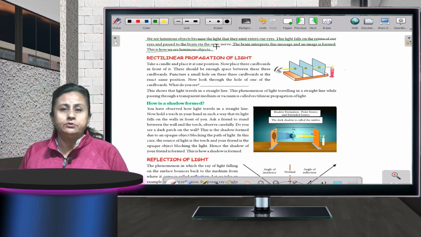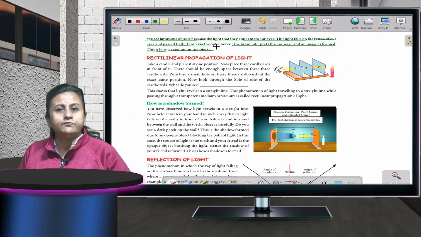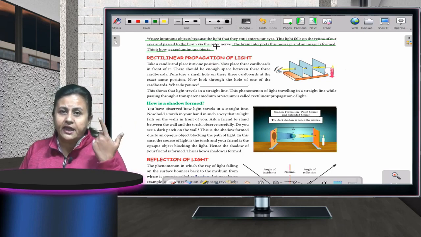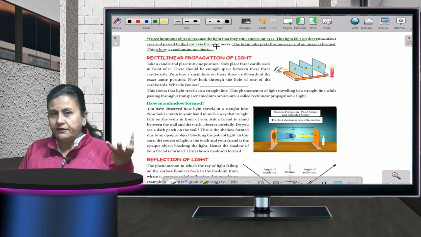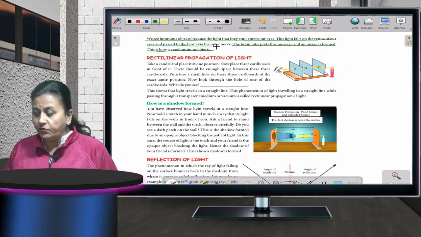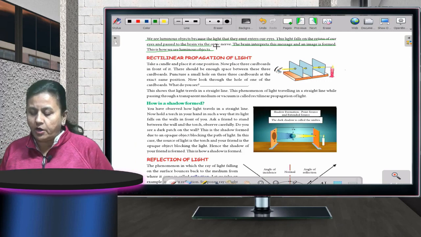How are we able to see non-luminous objects? What is happening? The light is falling on the object, and it is reflecting back. When it is reflected back, it enters our eye, and from our eye it is sent to the brain, and now the brain says, okay, things are ready, now you can see. So this is the way we are able to see the objects.